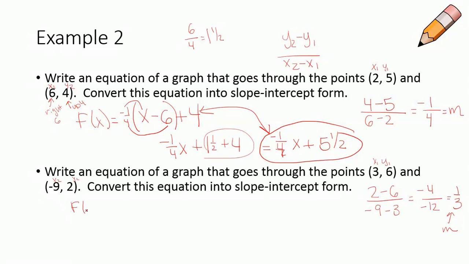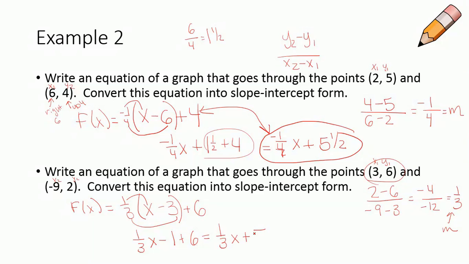So let's go and plug that into our equation. So 1/3. Now, which ordered pair do I want to use? Well, since I used the second one here, let's use the first one here. So right 3, up 6. So opposite of what I think, and then up 6. Let's convert it into slope-intercept. Distribute my 1/3 in there, so I get 1/3 x. 1/3 of negative 3 is just negative 1 plus 6. So I'd get 1/3 x. Negative 1 plus 6 is 5.